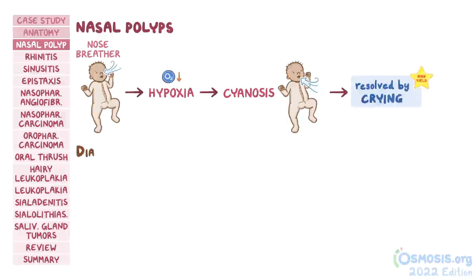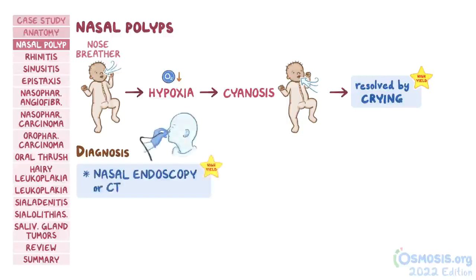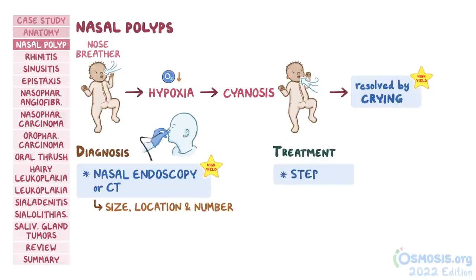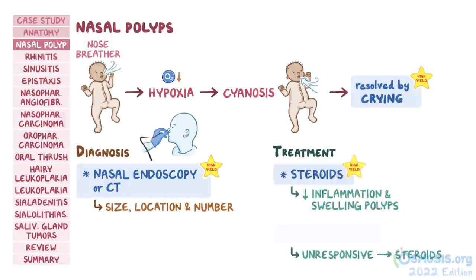Now, regarding diagnosis, all you need to recall is that nasal endoscopy, or CT, can help diagnose nasal polyps and determine the size, location, and number. The treatment is to shrink them using nasal steroids, which work by decreasing the inflammation and swelling of the polyp. Those unresponsive to steroids are removed by endoscopic sinus surgery.